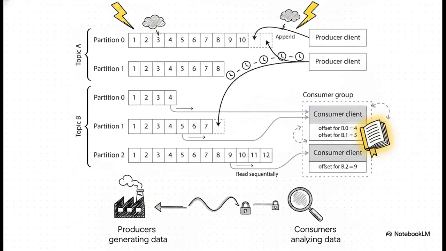If a consumer crashes, no big deal, it just restarts and picks up right from its last offset. It's this incredibly robust way to decouple the producers making the data from the consumers analyzing it. Plus, it even lets us rewind and replay historical events if we ever need to.